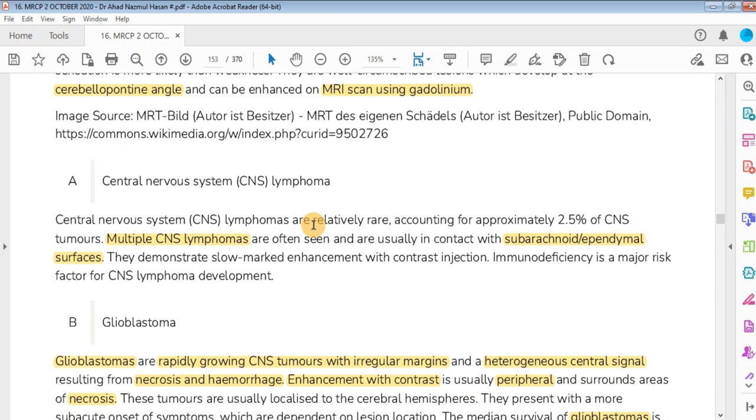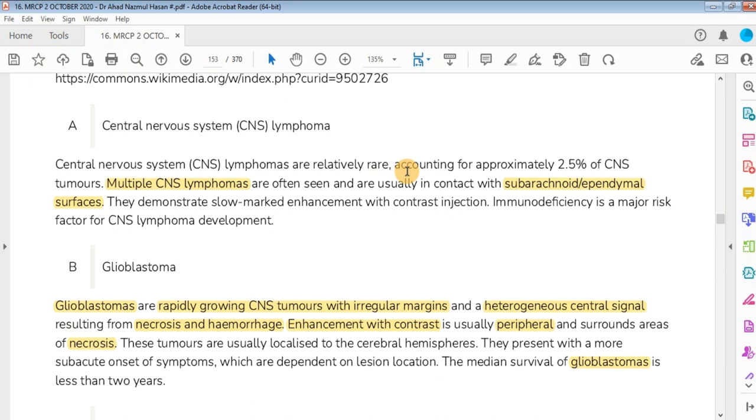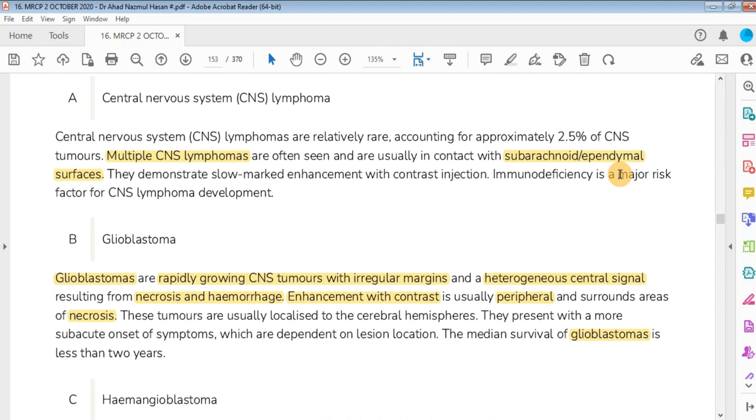And CNS lymphoma, central nervous system lymphoma, is relatively rare, accounting for approximately 2.5% of CNS tumors. Multiple CNS lymphomas are often seen and are usually in contact with subarachnoid or ependymal surfaces. They demonstrate low enhancement with contrast injection. And immune deficiency is a major risk factor for CNS lymphoma development.